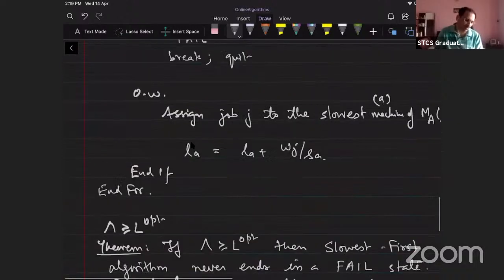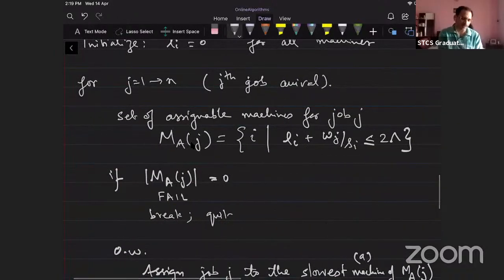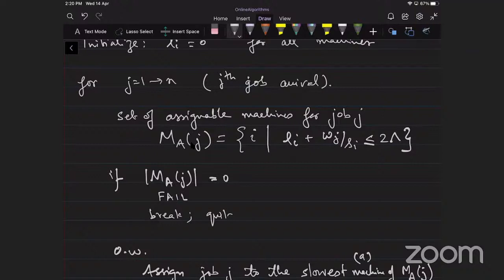What is my assignment condition, remember? The set of assignable machines is all the machines for which the load after assigning that job to that machine remains below 2 times lambda. All I'm saying is that for every job, there is at least one machine where this condition is satisfied. Why does it imply that the load on any machine doesn't go beyond 2 times lambda? Because we are only assigning the load if it's not more than 2 lambda.